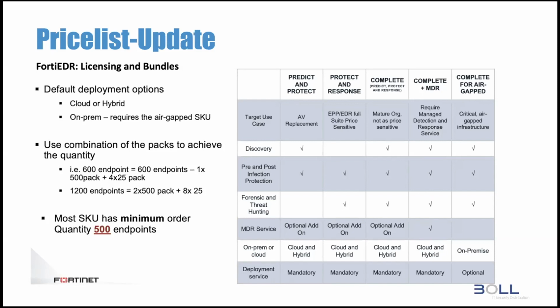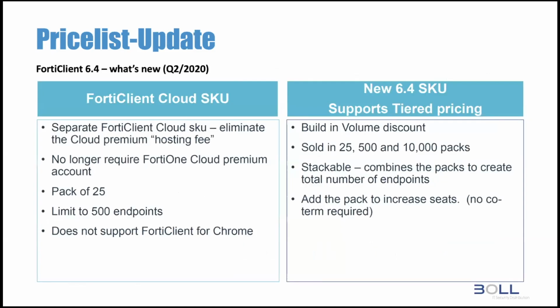And if you would like to have this as a combined package, you can see it's stackable. So if you need, for example, 600 endpoints, you can buy 1 times a 500 packet and 4 times a 25 packet. This gives you the required amount. And as said, in the complete package, we start with 500 endpoints.